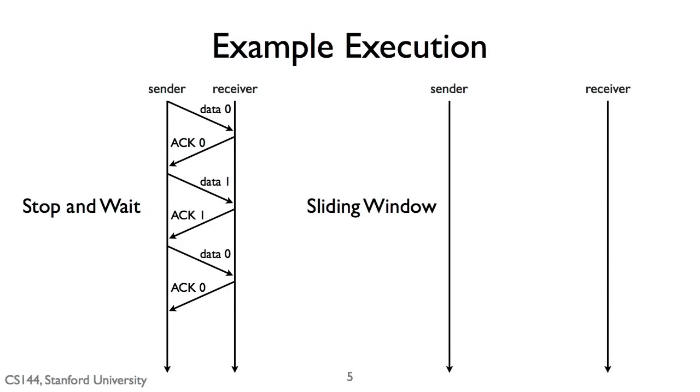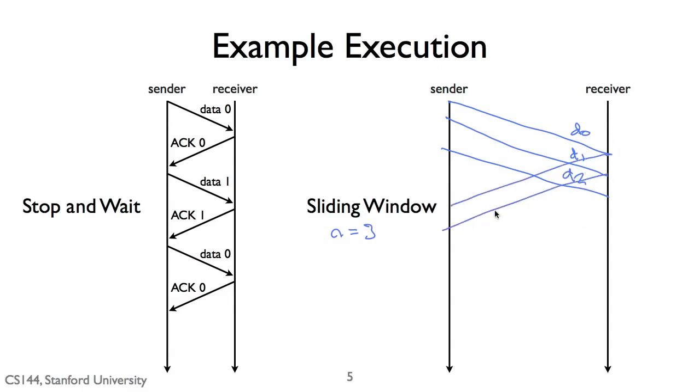So here is the original, here's the stop and wait. We have this 1-bit counter, data 0, ACK 0, data 1, ACK 1, data 0, ACK 0. So the sliding window, let's say we have a sliding window of size 3. Well, the sender will send 3 packets. Let's call them D0, D1, D2, and the receiver can then acknowledge them. Right. ACK 0, ACK 1, ACK 2.